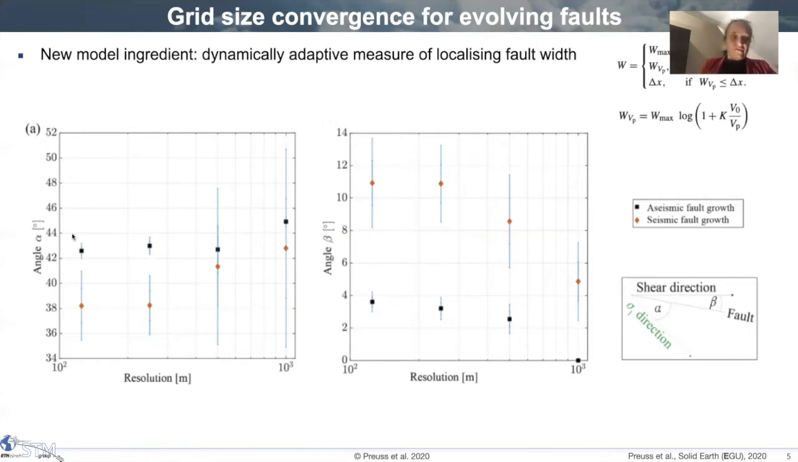So when doing that, it means that our results are grid size convergent, even in this strain localization phase. As you see from each of the plots here, both the angles of the fault with respect to shear direction and sigma 1, and it being in the aseismic or in the seismic mode, are all convergent with grid size.